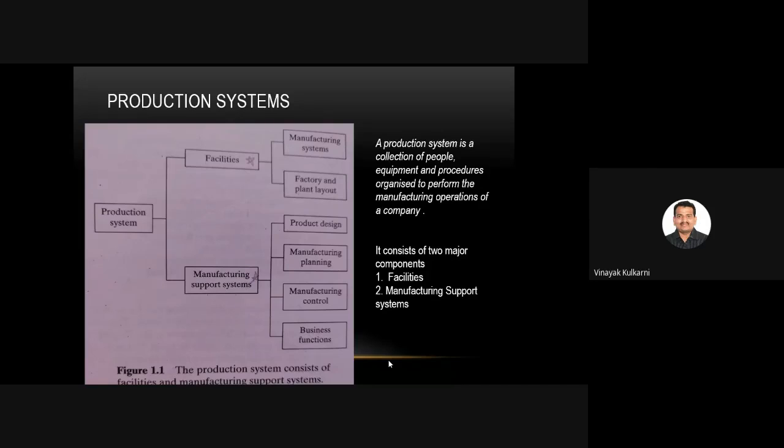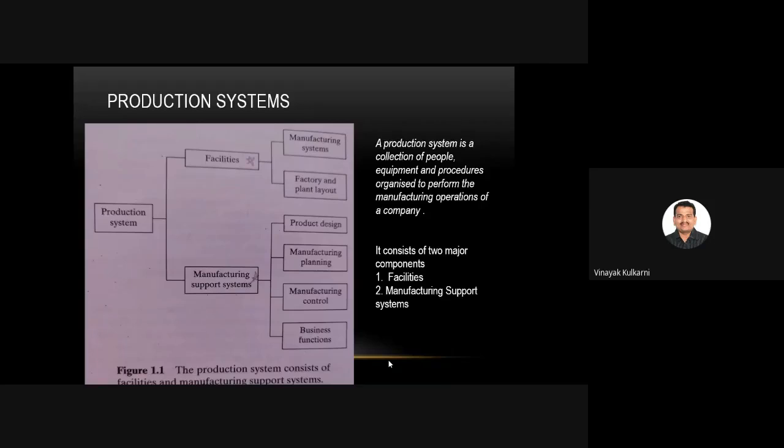A production system is a collection of people, equipment, and procedures organized to perform the manufacturing operations of the company. It consists of two major components. One is the facilities, and the second is manufacturing support systems. On the left side of the drawing, you can see the facilities, which include manufacturing systems and factory and plant layout. Manufacturing systems means all the machineries, and the factory will be there. The plant layout is the layout where all the machineries are put in one single section and the production will start.